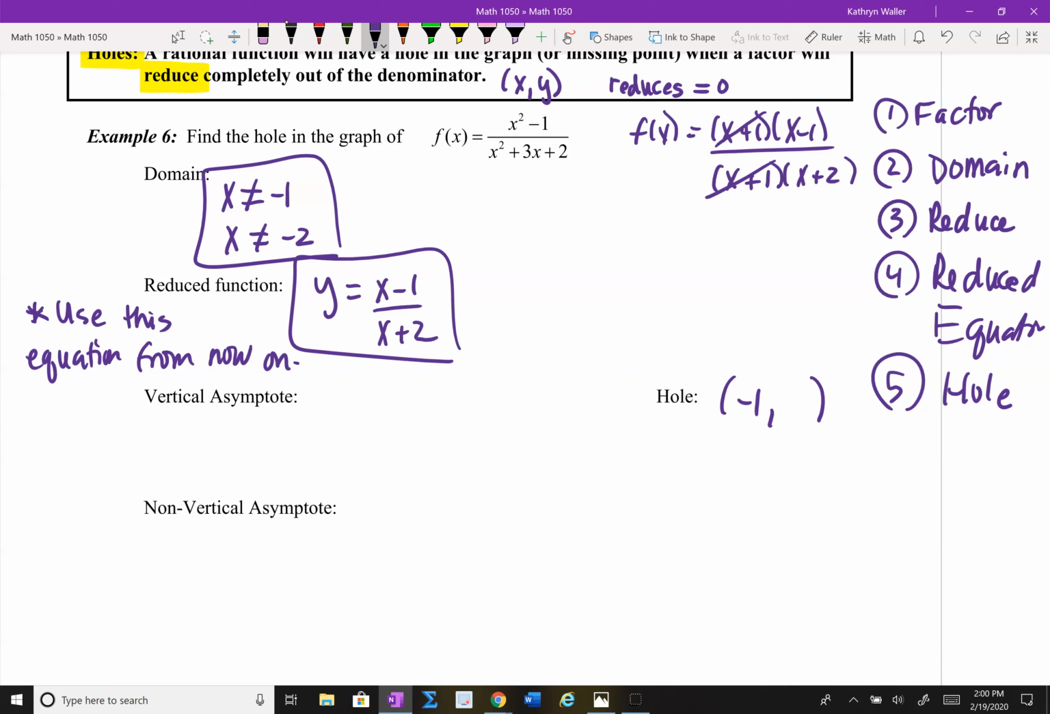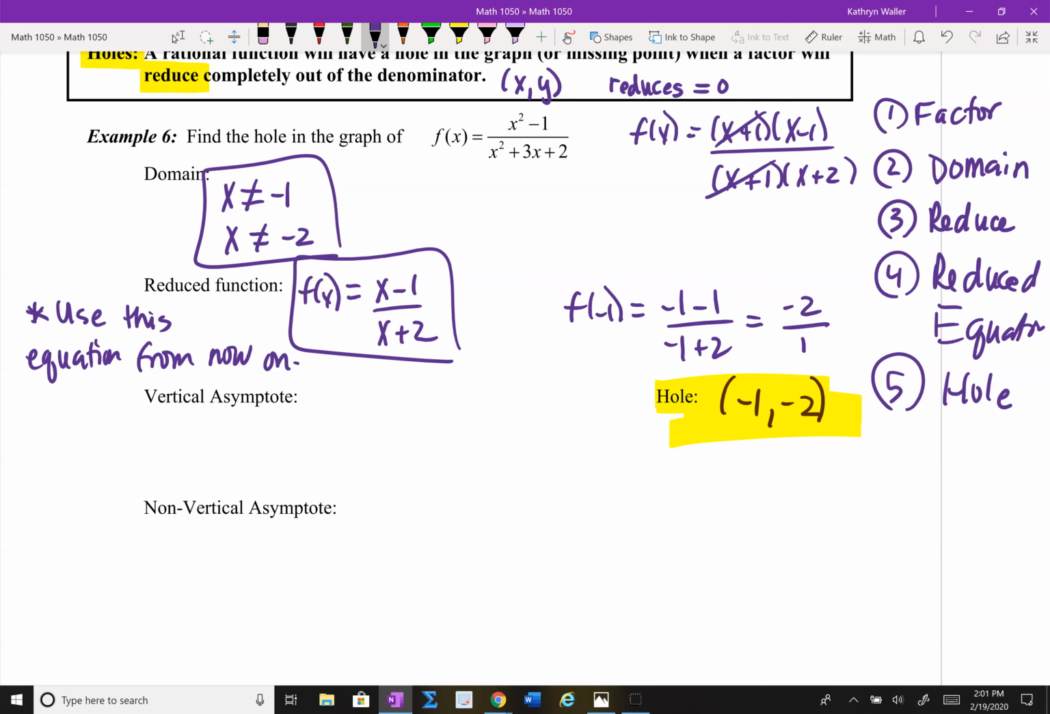How do I find the y coordinate of the hole? Somebody tell me how to do that. You plug it in. Where do I plug it into? The reduced equation, right? So everybody write. I really should keep that f of x. So let's write that as f of x. So now everybody write down f of -1 is equal to -1 minus 1 over -1 plus 2. That's a -2 over a +1, which is a -2. There's your hole.